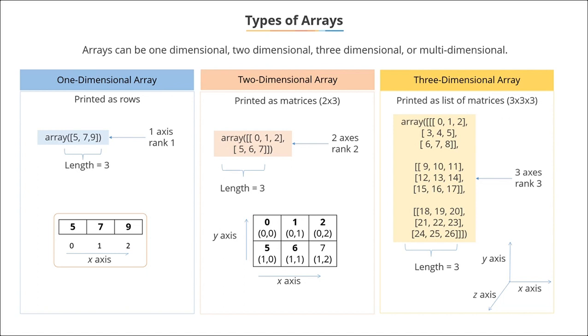Two-dimensional arrays can be visualized with rows and columns. This means that it has two axes or rank 2. A three-dimensional array has three axes and can be visualized as a cube, which has height, width, and length. Similarly, multi-dimensional arrays have multiple axes.